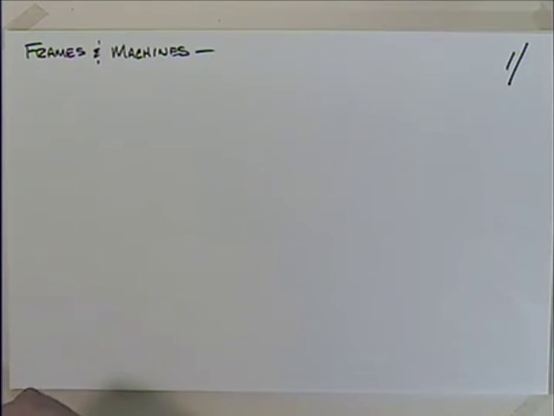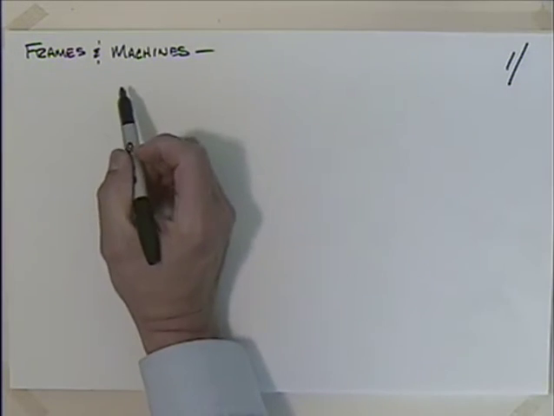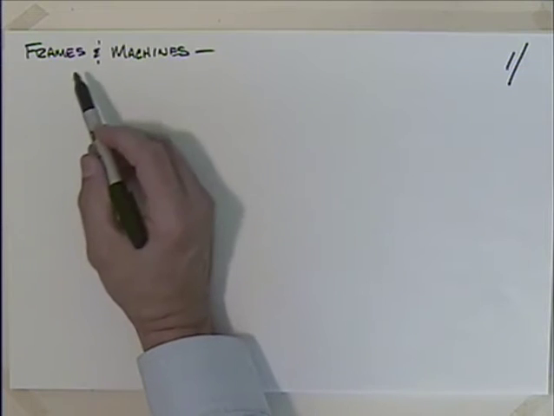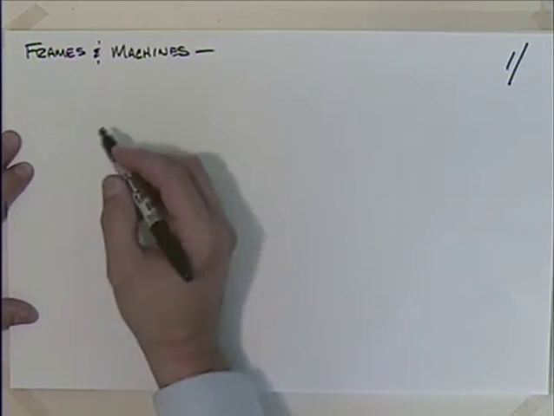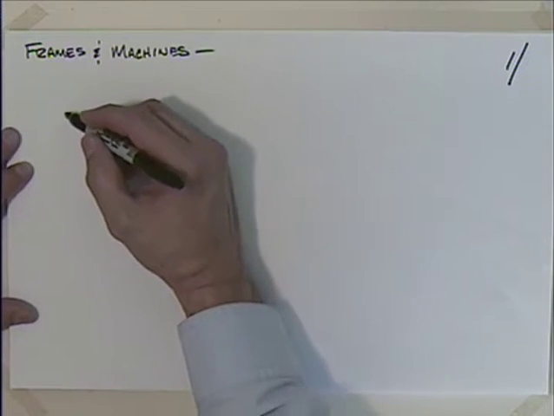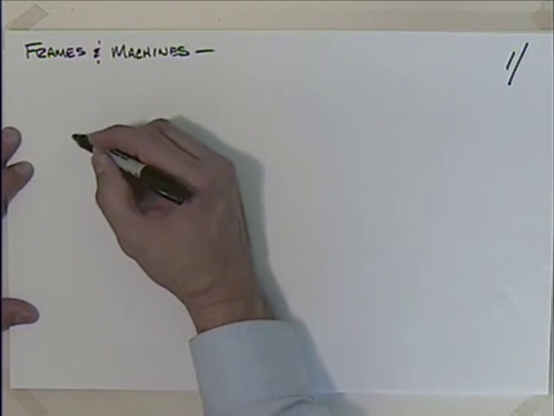And the names frames and machines really only differ based on the people that are talking about them. A civil engineer or structural engineer is probably going to talk about frames. Mechanical engineers, maybe more so machines. And the motivation for this might be something like this.